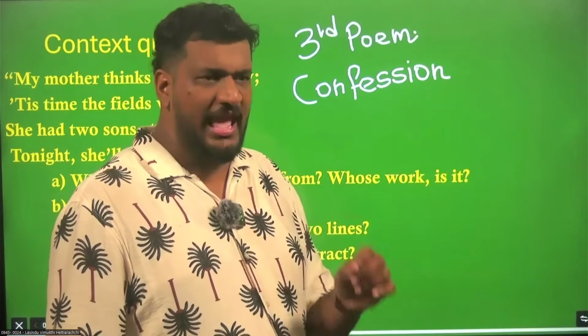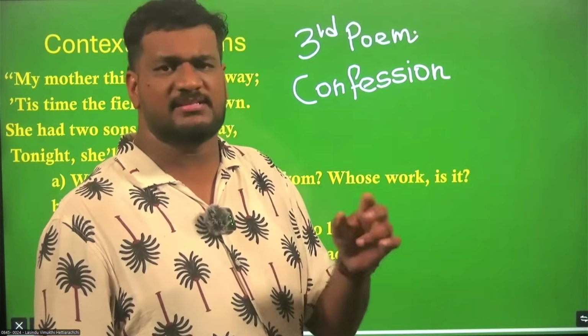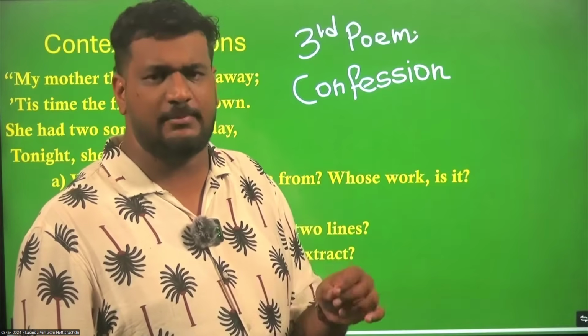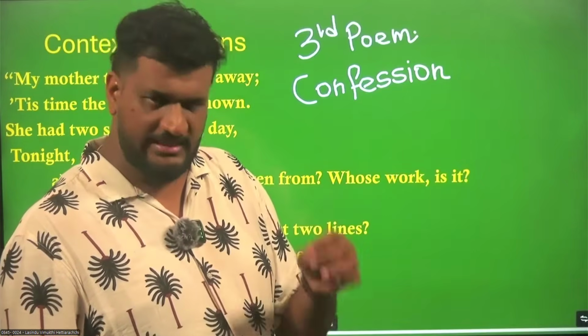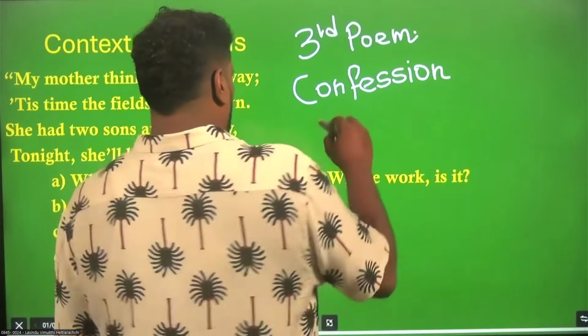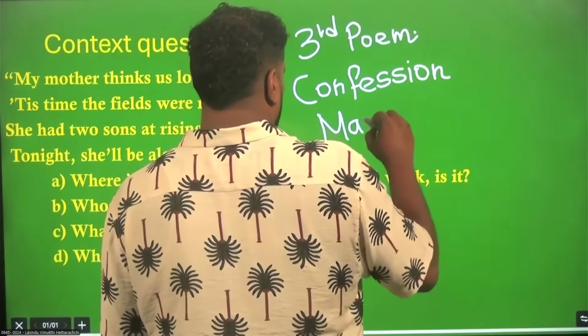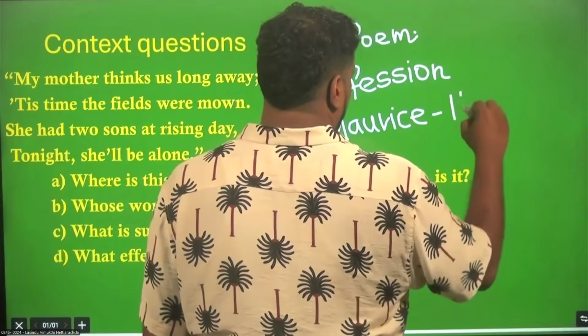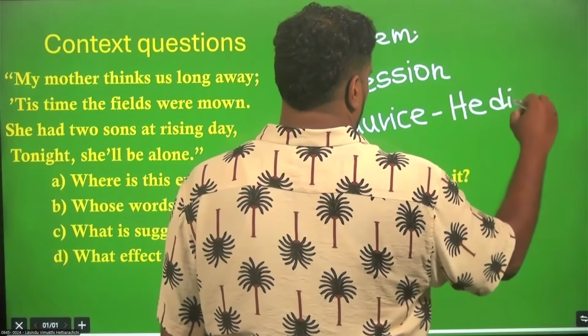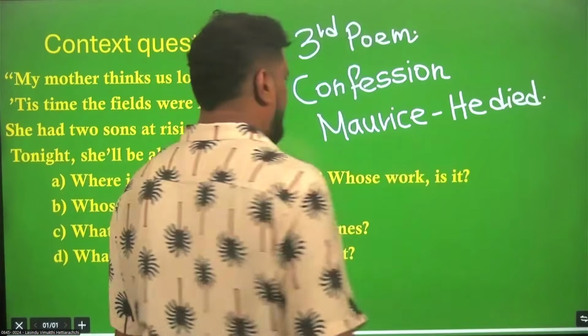So they have given us one brother's name. The brother's name is Maurice. He is the one who died. Try to understand this. This particular brother, he died from this particular fight, Maurice.